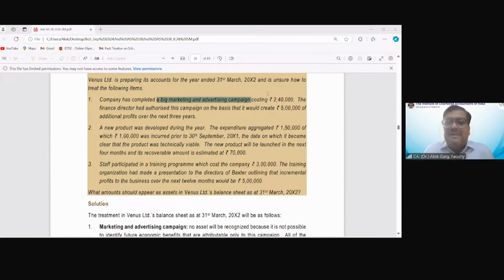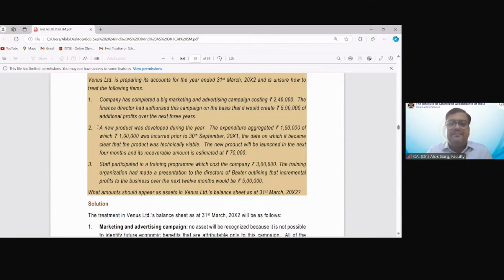So the company has completed this big marketing and advertising campaign costing rupees 2,40,000. The finance director had authorized this campaign on the basis that future economic benefit will be there and the company will be able to get 5 lakh rupees of additional profit. So what is the treatment of this 2,40,000? Tell me. Charge to P&L, sir. It has to be charged to the P&L as an expense.